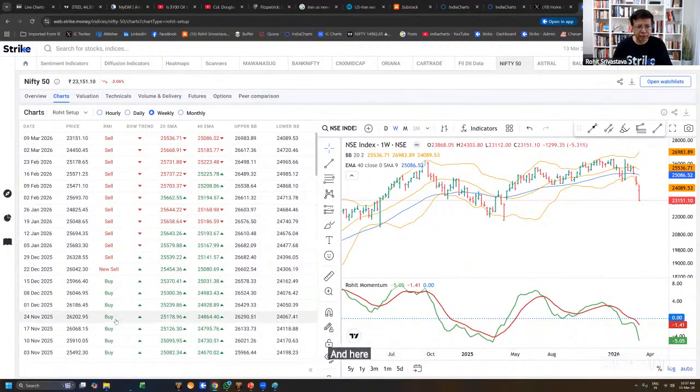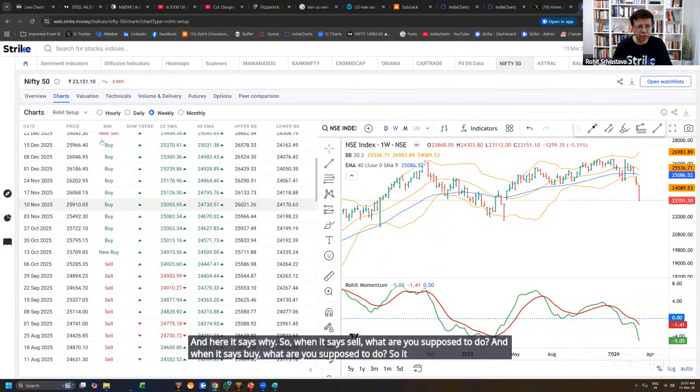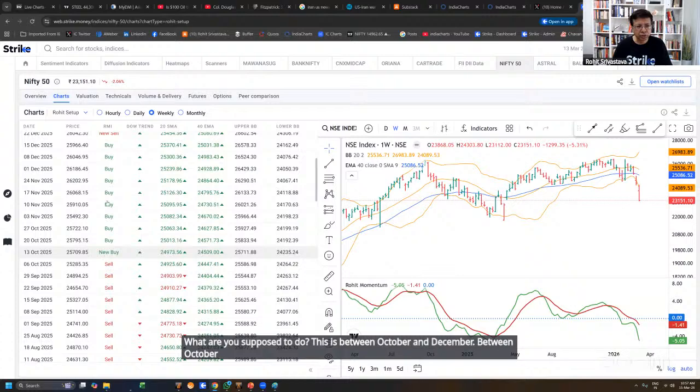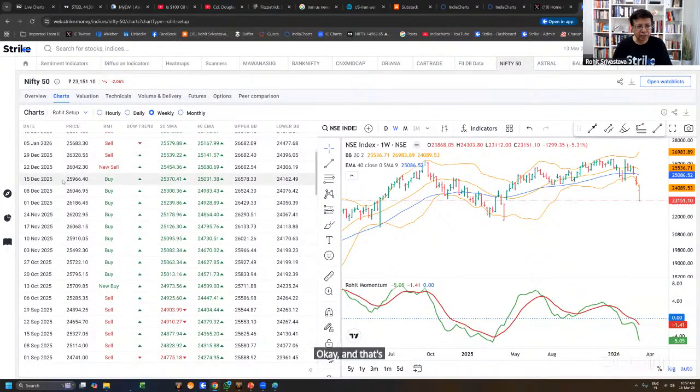And here it says buy. So when it says sell, what are you supposed to do? And when it says buy, what are you supposed to do? So it was in buy from here to here. What are you supposed to do? This is between October and December. Between 13th October onwards till 15th of December, and that's actually till the sell signal came on 22nd of December. Till that point of time, I am supposed to buy every time the swing gives me an oversold reading.